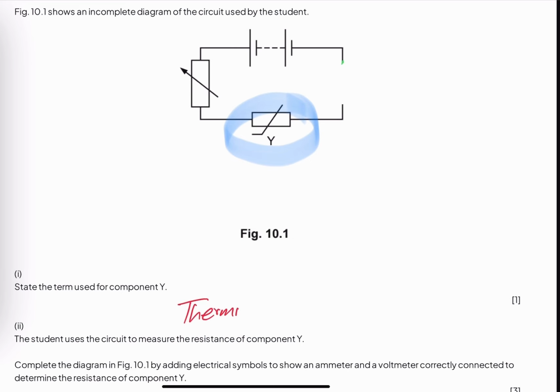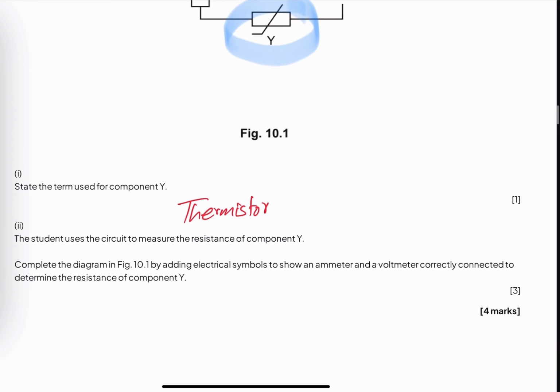This is a thermistor. So you need to memorize the electrical circuit symbols. Second part, as the student uses the circuit to measure the resistance of the component Y. Complete the diagram by adding electrical symbols to show an ammeter and a voltmeter correctly connected to determine the resistance of the component Y.